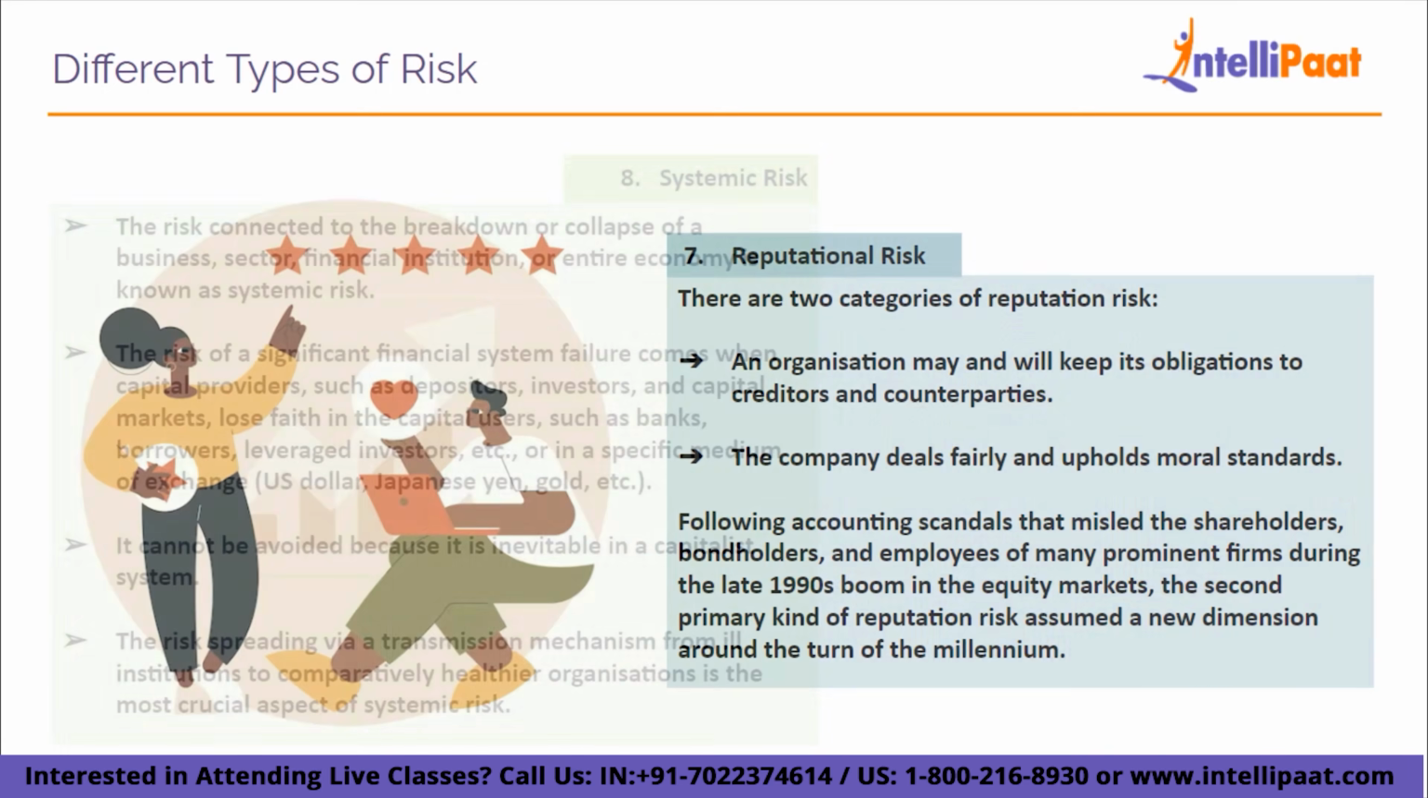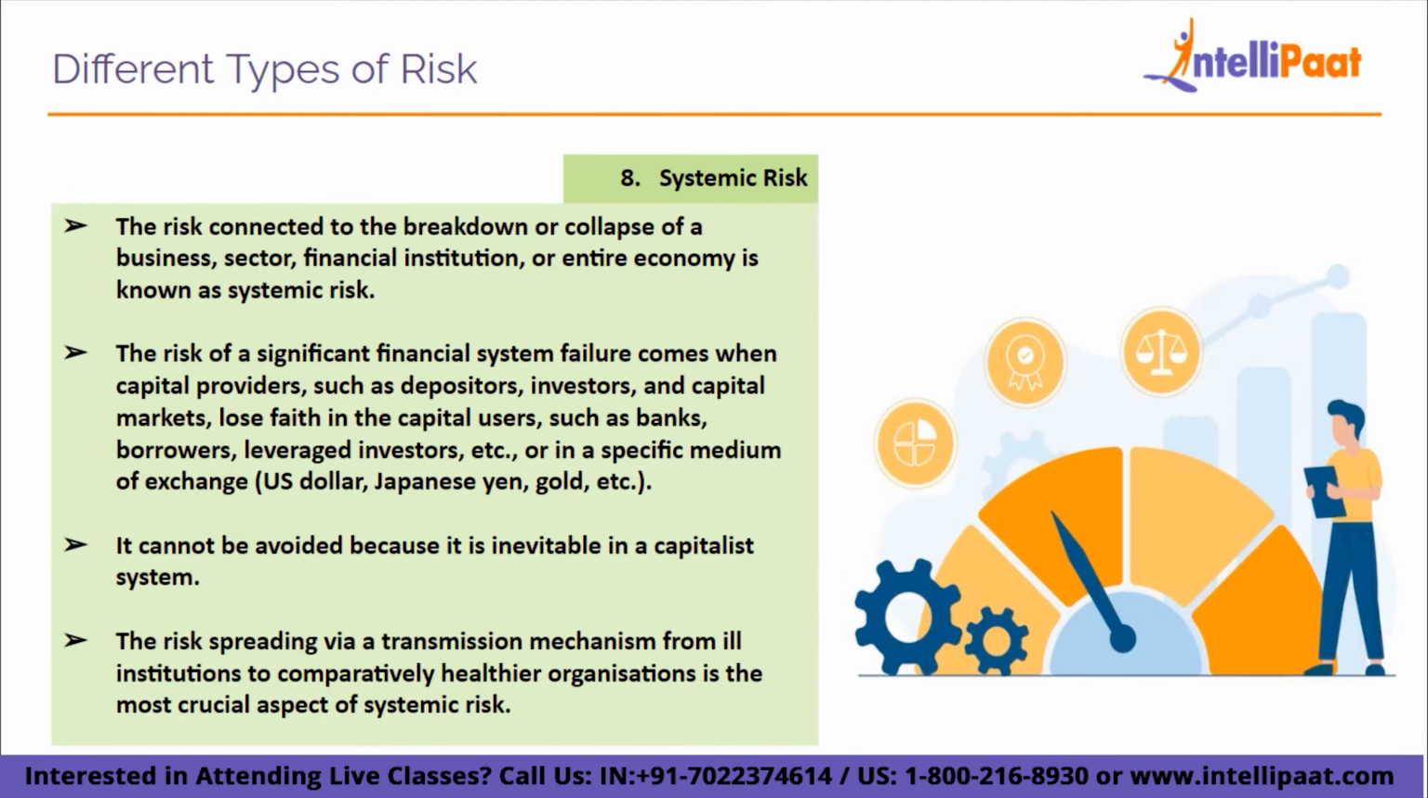Now let us understand what exactly systemic risk is in very simple terms. So guys, systemic risk is like the danger that a business, industry, bank, or even the entire economy faces a breakdown or collapse. It's a big risk that affects everything. So systemic risk is all about the possibility of everything falling apart, whether it's a single business, an entire sector, a bank, or even the whole economy.